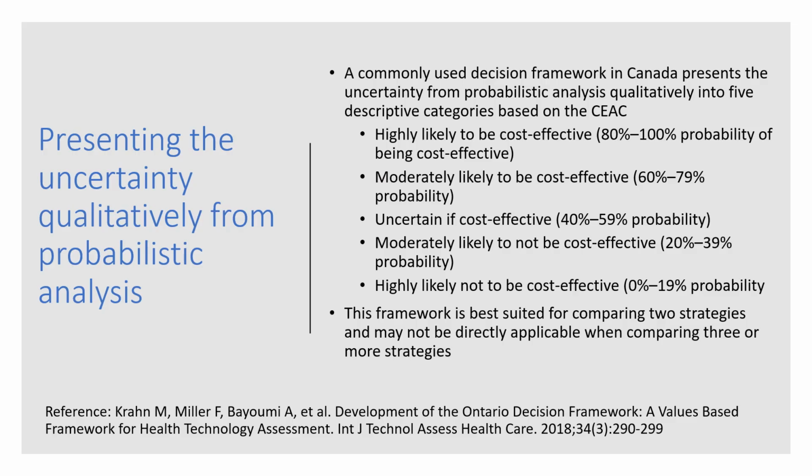A commonly used decision framework in Canada presents the uncertainty from probabilistic analysis qualitatively into 5 descriptive categories based on the cost-effectiveness acceptability curve: highly likely to be cost-effective, moderately likely to be cost-effective, uncertain, moderately likely to not be cost-effective, or highly likely not to be cost-effective. This framework is best suited for comparing two strategies and may not be directly applicable when comparing three or more strategies.